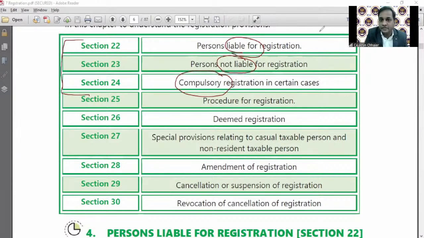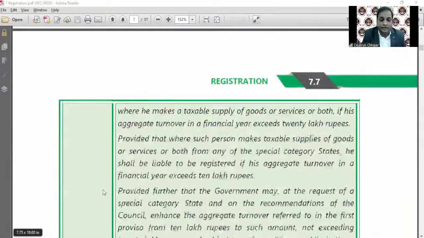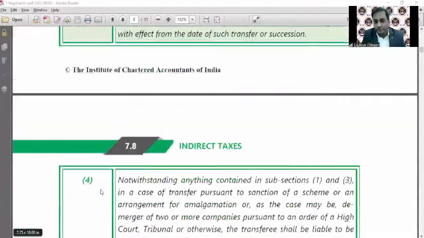In the exams, sometimes the question is directly asked: the person who is not liable to take registration, kindly state. It has also been directly asked: the person who is liable to take registration. So please note, one theory question you may expect directly, or practically, which we will discuss. Person liable to take registration: here we will discuss the main 4 points. Let's start one by one. Subsection 1, subsection 2, subsection 3, subsection 4.